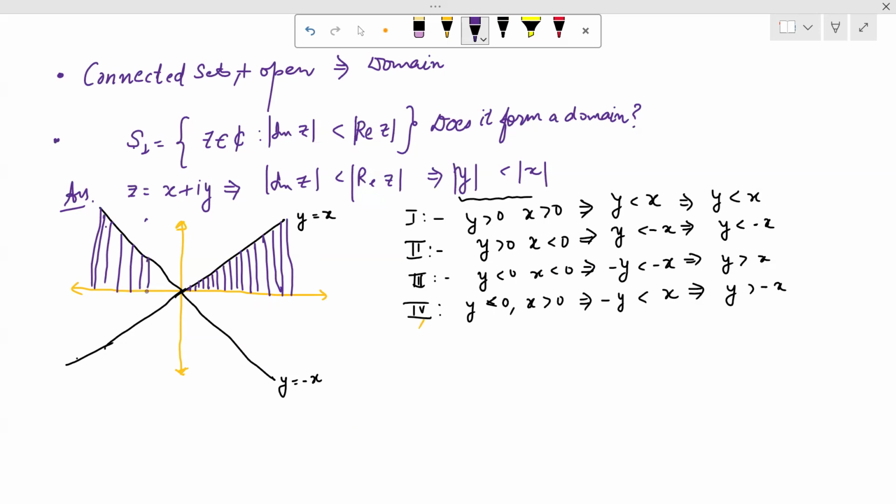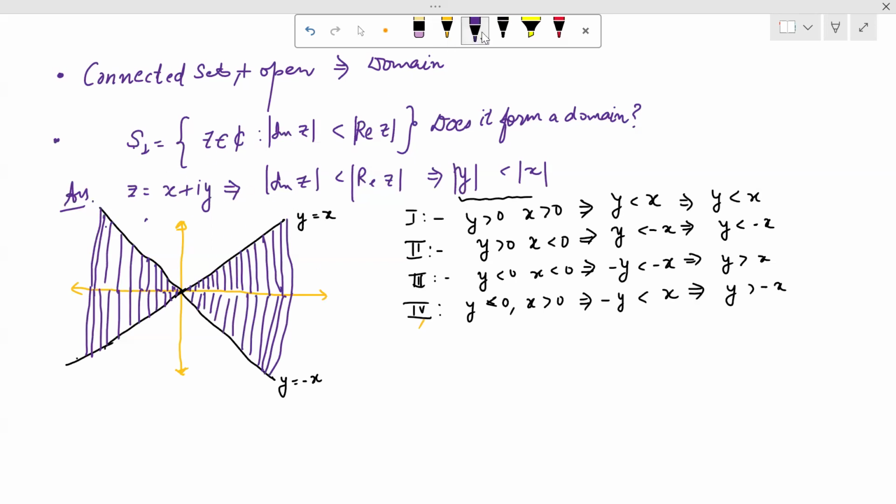In the second quadrant, we have to mark the region y less than minus x. In the third quadrant, y equals x is this line, and y greater than x would then mean this region. And the fourth quadrant is y greater than minus x, so this would be this region. Okay, so this is how you can define this region.